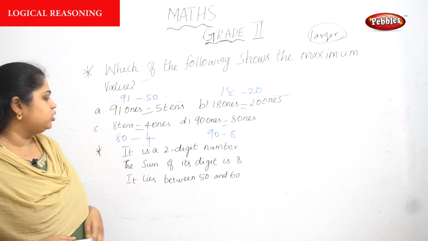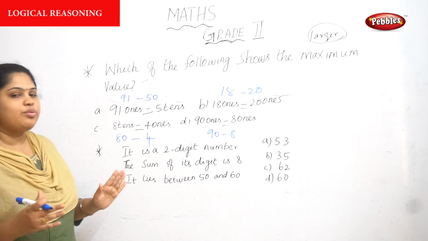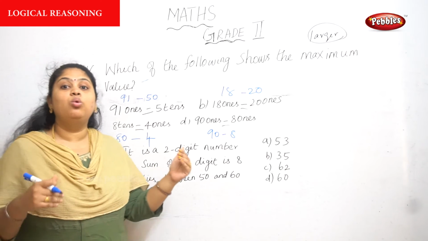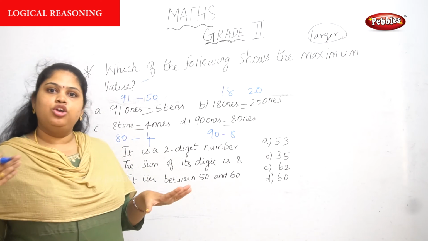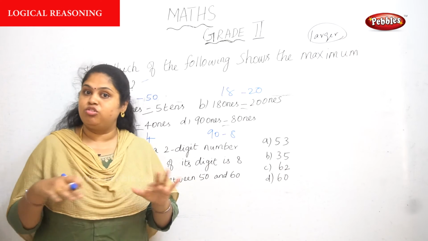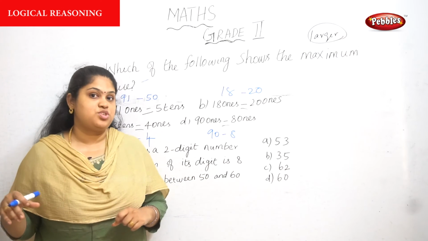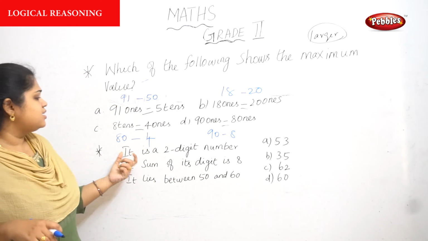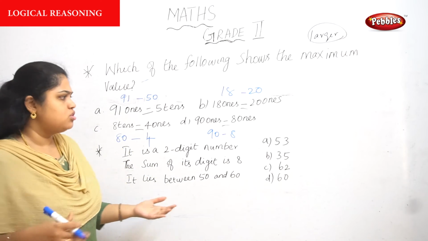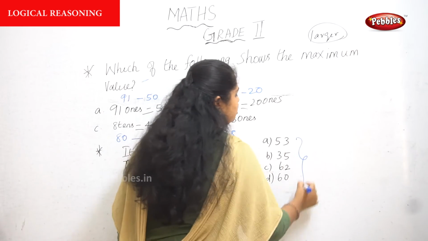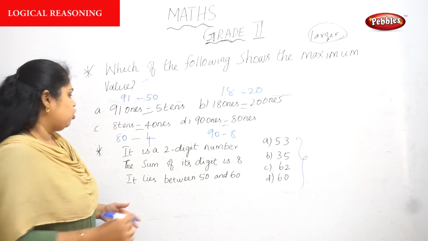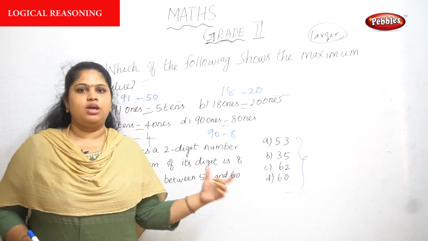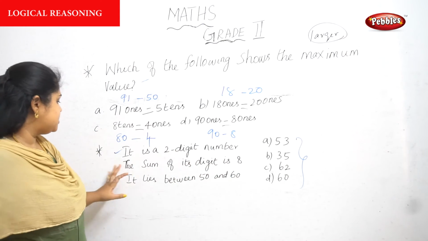Okay, now move on to the second sum. Read the question carefully. It's like a clue to an answer. If I give a clue, you find the answer and type in the comment box which option is the correct answer. So the first clue: it is a 2-digit number. Of course, all the given options are 2-digit numbers, so you cannot find it by seeing the first clue. Next, the second clue.